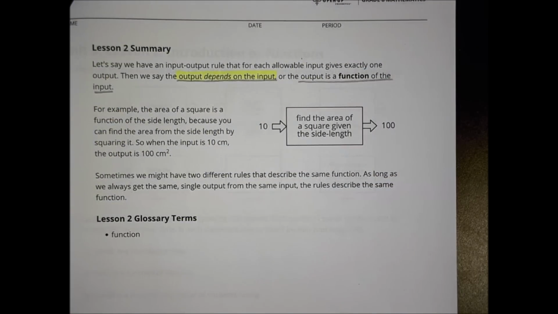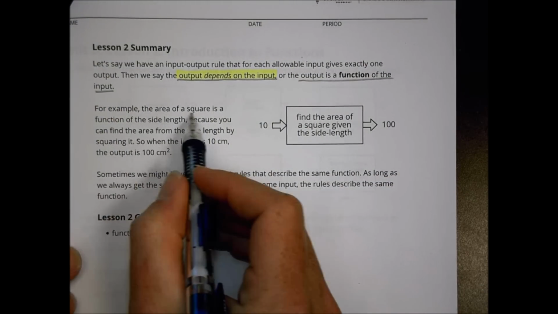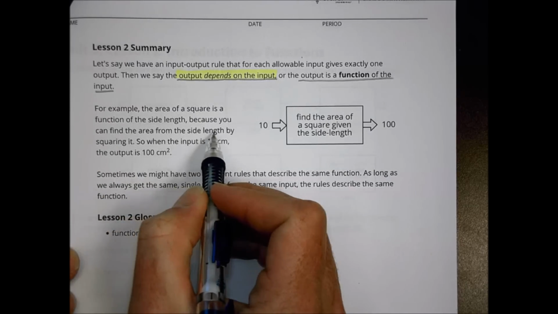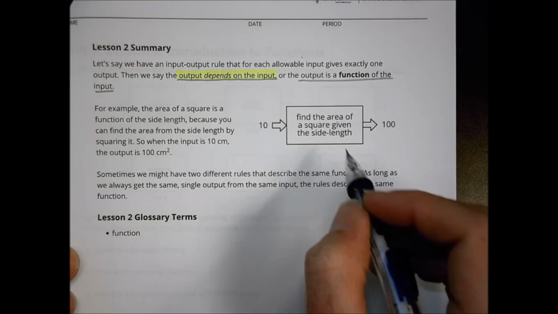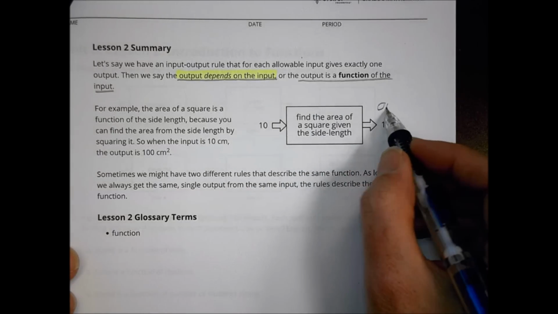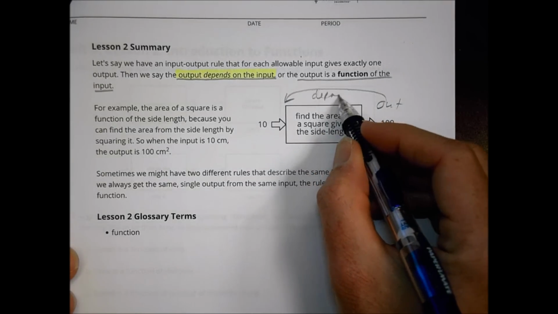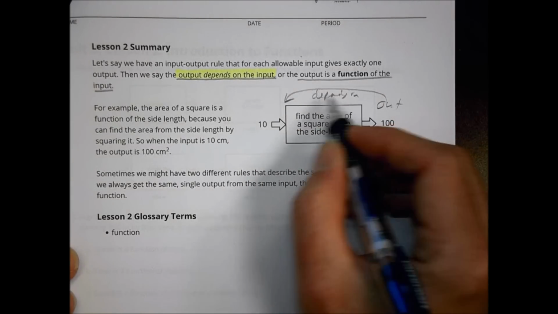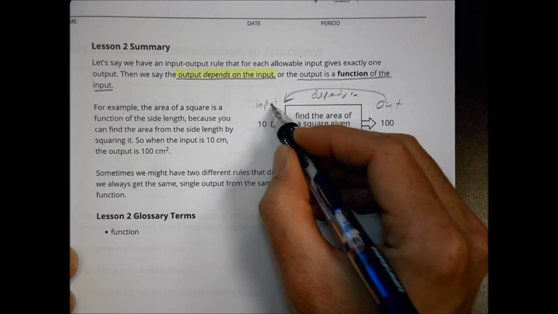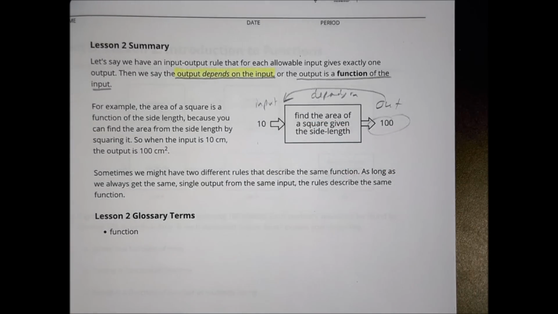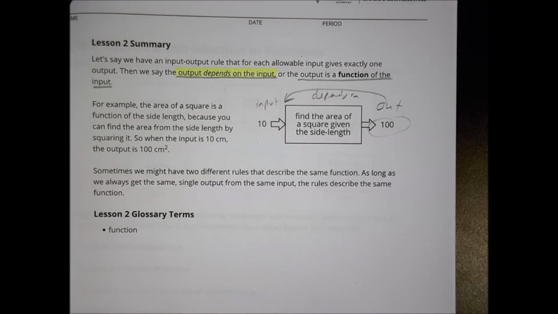Okay, and we have the example of a square. The area of a square is a function of the side length because you can find the area from the side length by squaring it. So it depends, right? The output depends on the input. Whatever I get there depends on what I put right there. All right, and that's the idea. So take a moment, work on your homework, and then we'll go over that together here.